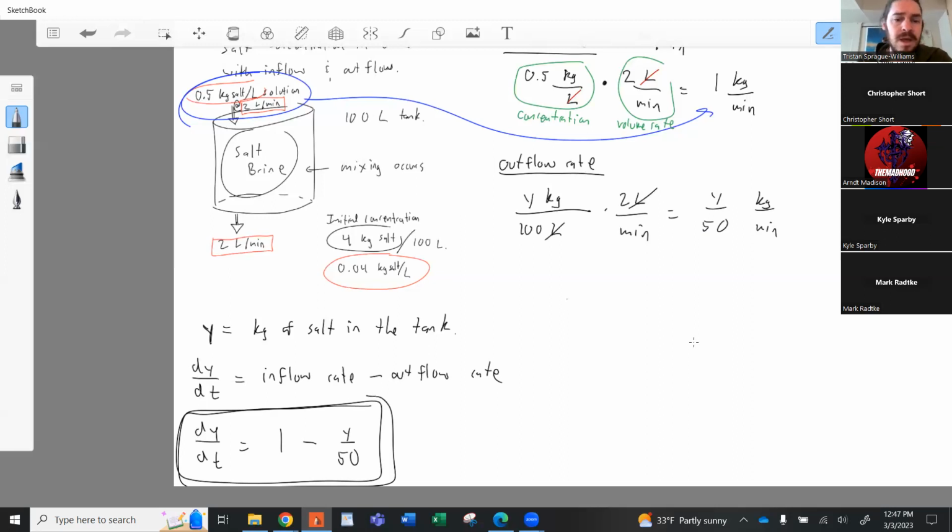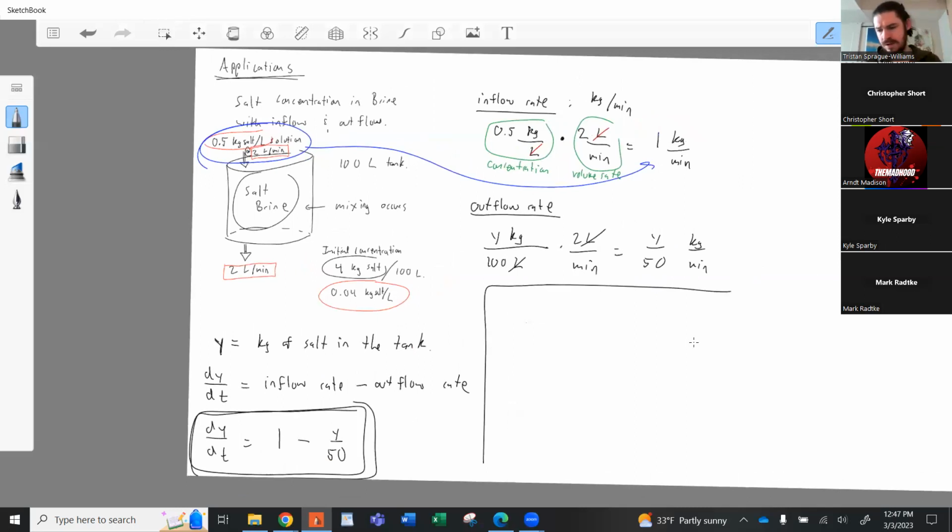Okay. So now this hopefully is something we can solve. Let's figure out how we can solve this. So this is the setup. This is all the application component. Now we can figure out how to actually solve this equation. So we can just turn our attention to the mathematics alone and ignore what it means for a little while.